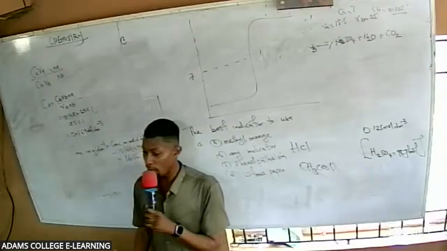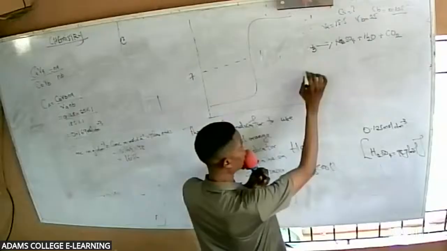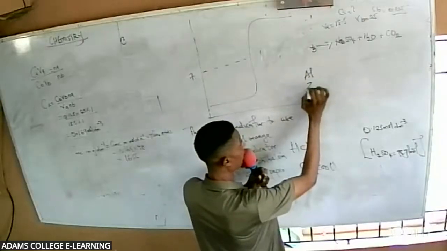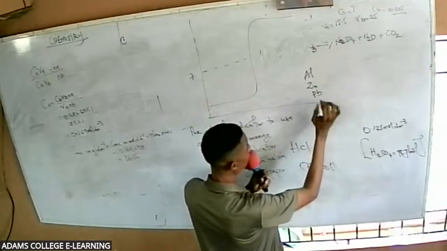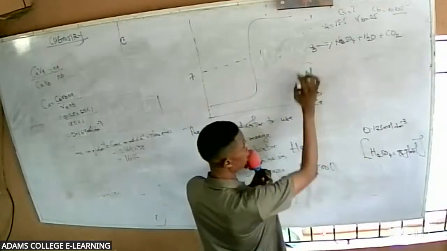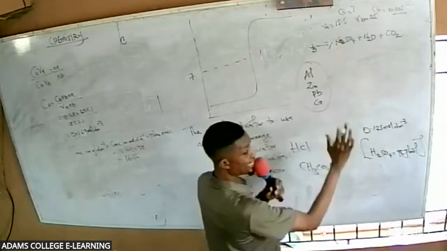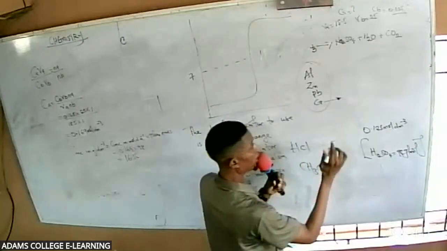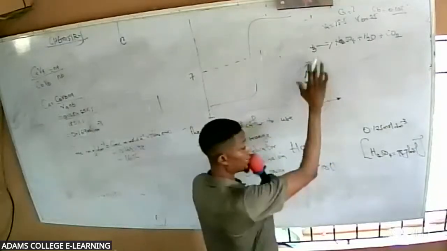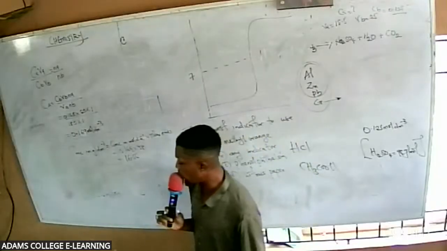Then which metals can give white precipitate with sodium hydroxide? Aluminium, zinc, lead, and calcium. So these four can give what? White precipitate. Which of them will not dissolve in excess sodium hydroxide? Calcium. Then which of them will dissolve in excess? These three.